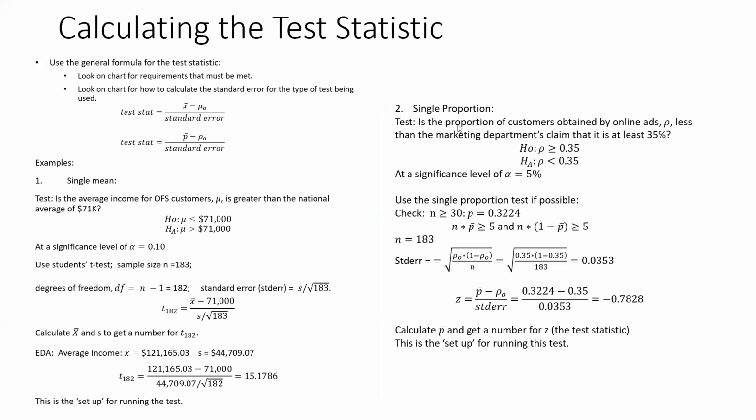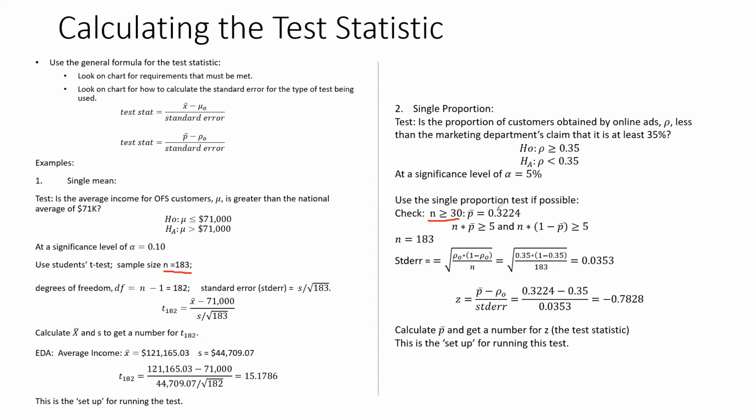Now let's look at the second one. The second one was a single proportion. And so the test statistic has the same form. In this case, we're going to check our conditions for use, which was if n is greater than or equal to 30, which we are fine because we know already that we have a sample size of 183 and we have clean data. So it's true, not only is it true over here for the income variable, but it's also true over here for the channel variable.